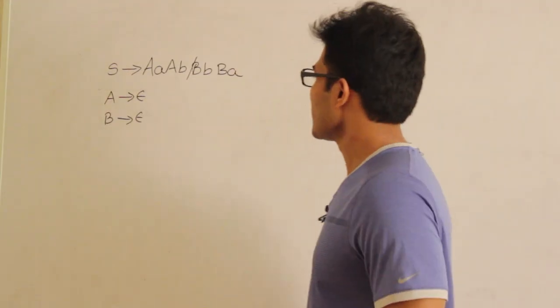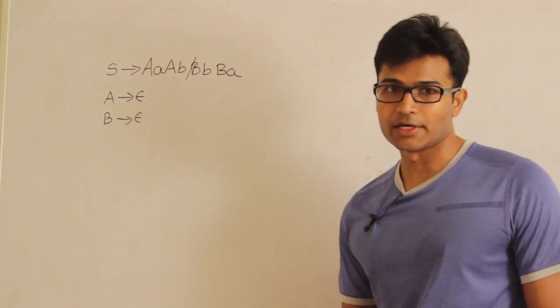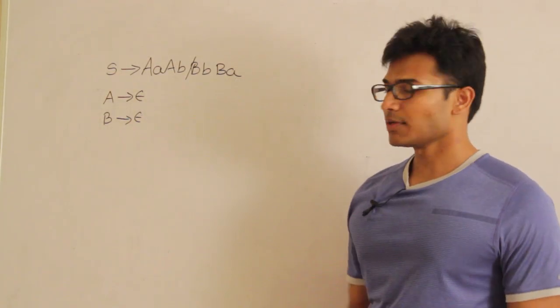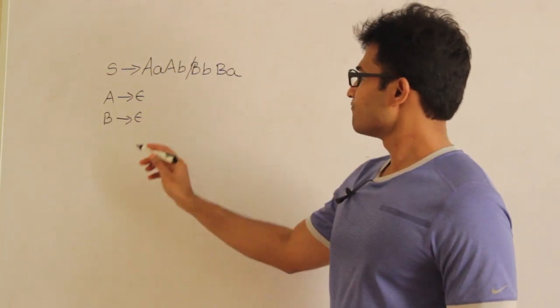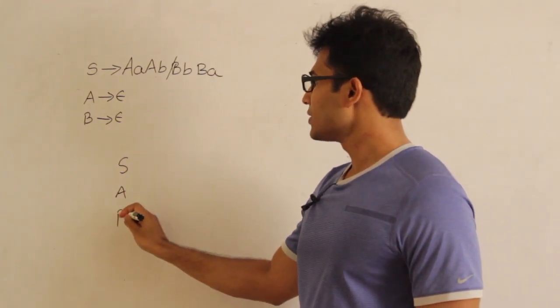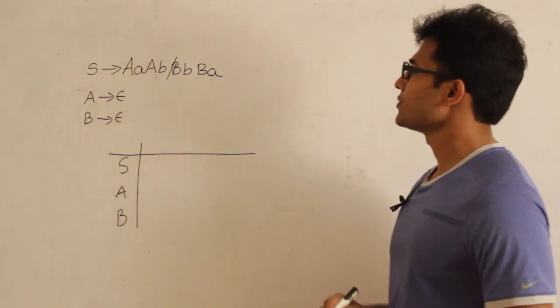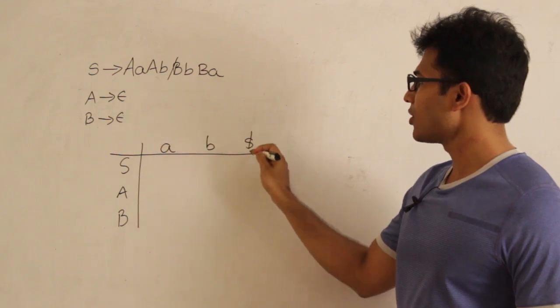Let's construct the LL1 parsing table for this grammar. You can pause the video and have a look at it. The grammar is S derives AB, BBBA, and then A derives epsilon and B derives epsilon. So for this grammar, the variables are S, A, B. Therefore rows in the LL1 parsing table are S, A, B, and the columns are terminals. What are the terminals? a, b, and dollar, right?